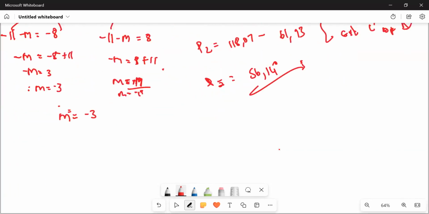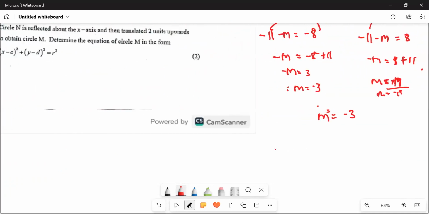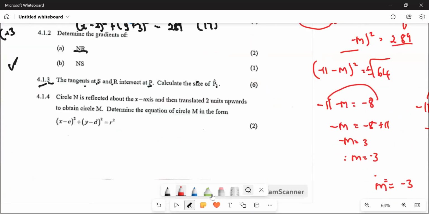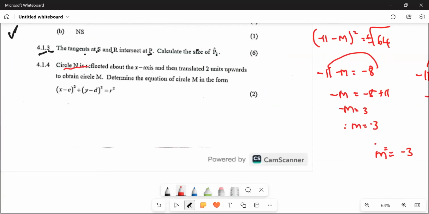Let's finish this. Next question, it says n is reflected by the x-axis, and then it's shifted 2 units upwards. This is what we're going to do. Let's start with the original equation. What does the original equation say? It says we have (x minus 2) squared plus (y plus 3) squared, and this is going to be equal to 17 squared. Remember, 17 squared, it's not 17. There is always that confusion between r and r squared. This is r squared.